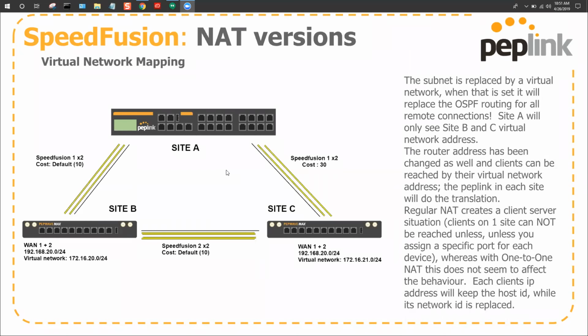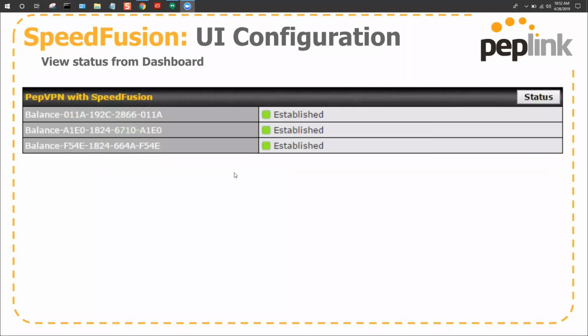Now, a regular NAT, of course, is a client-server setup. Clients on one site are not going to be able to be reached from the other unless you're setting up NAT mapping, port forwarding, whatever. Whereas with the one-to-one NAT, we get around that. Each client's IP is going to keep the host while the network ID is replaced. So we're giving it a temporary one that you're able to go ahead and reach things with. That's a lot to go through. So once you finally get all of that set up and running, you are able to see the status from the UI dashboard accordingly.